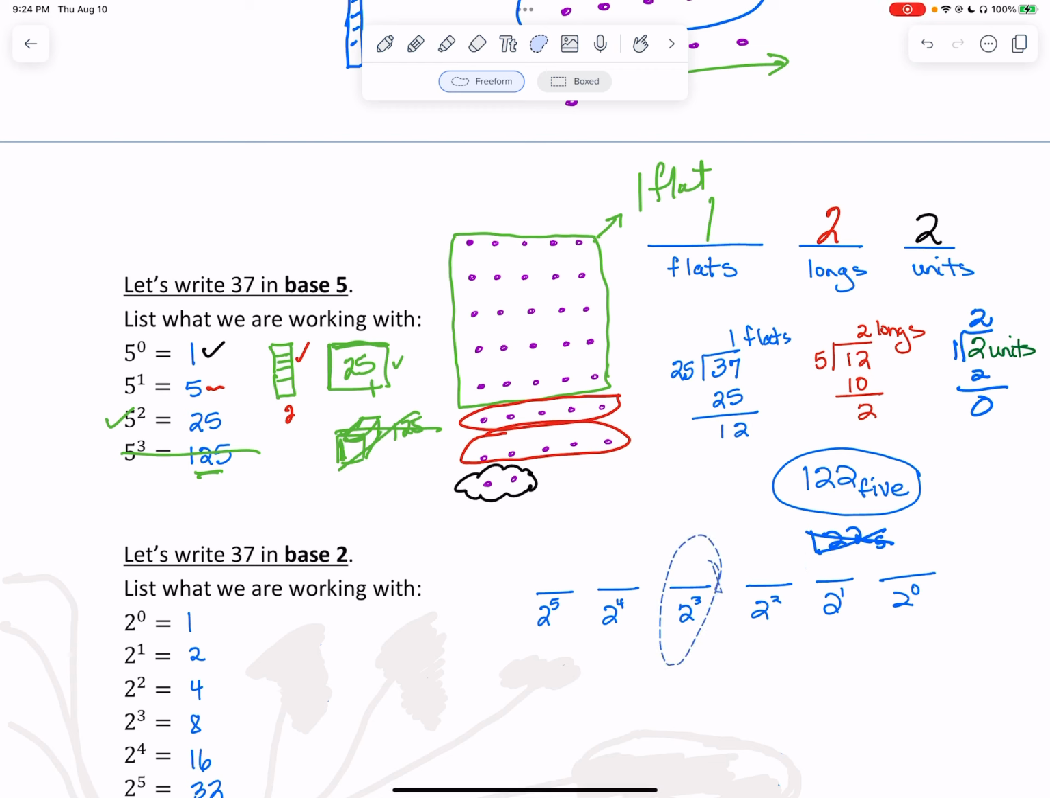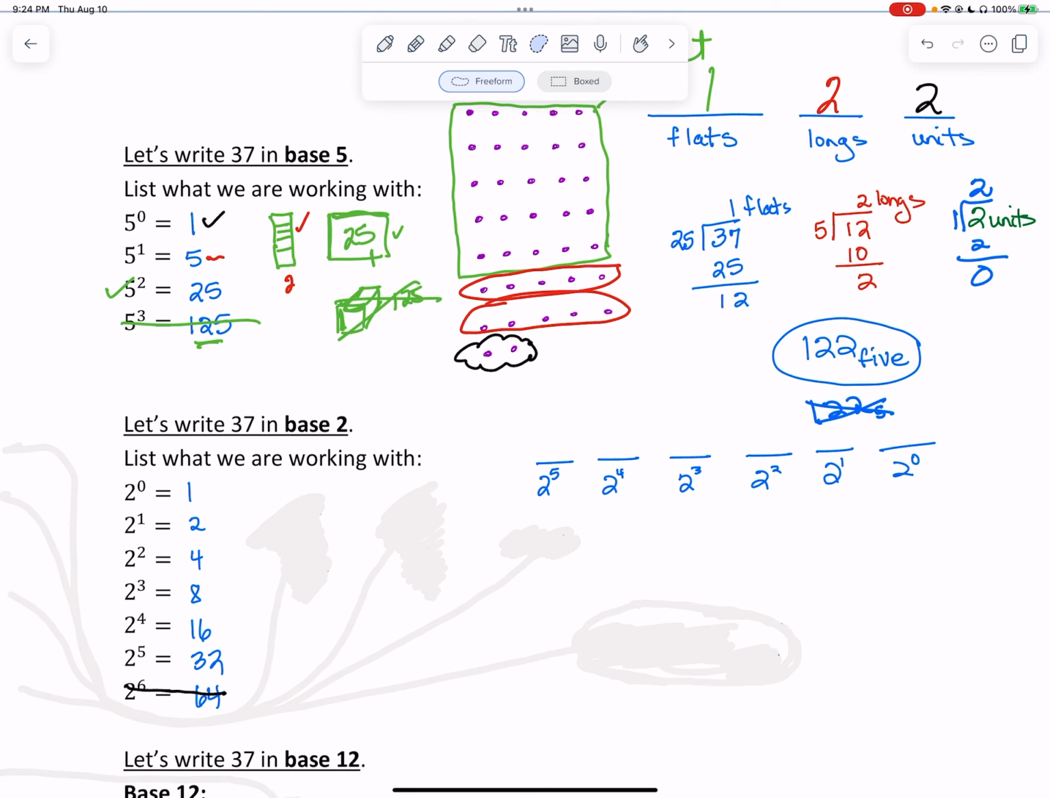And now we're in trouble because right here, it is no longer concrete, because we don't have a 4th dimension or a 5th dimension. So we could not do base 2 concretely with this. But what you need to know is we're going to have 6 numbers in our answer. So we're going to take that 37, and the first thing we do is divide it by 32. We're going to do that one first.